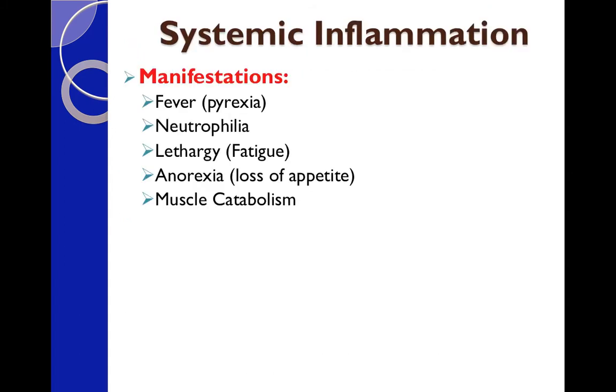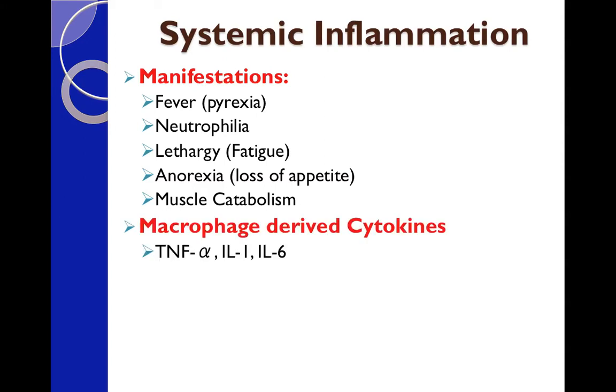And systemic inflammation, some of the manifestations include increased internal temperature, so fever, neutrophilia, that feeling of fatigue, loss of appetite, and muscle catabolism, so the wasting away of muscles. If I just want to focus on a couple of these specific cytokines, the TNF alpha and the interleukin 1, they both act on the brain to increase body temperature and induce sleep, so that's where the fatigue comes in. They suppress appetite, which is where the anorexia comes in.